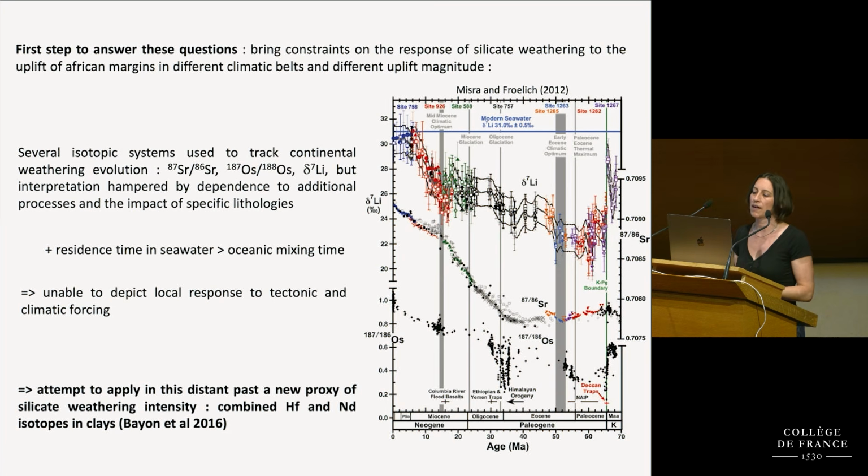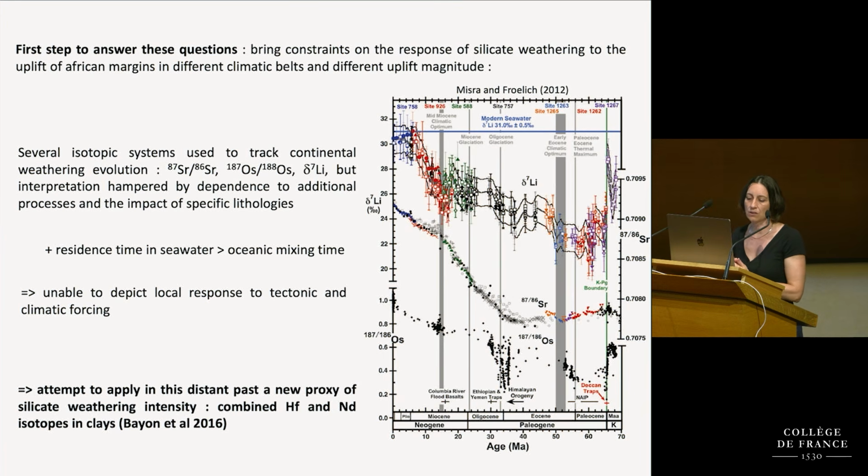It means that they provide a global signal which can be very useful to track global evolution of continental weathering, but they are unable to depict local response to tectonic and climatic forcing. And this is important because depending on which climatic belt, for instance, in which a tectonic uplift will occur, of course we can expect the impact and the response of silicate weathering and erosion processes to be different.